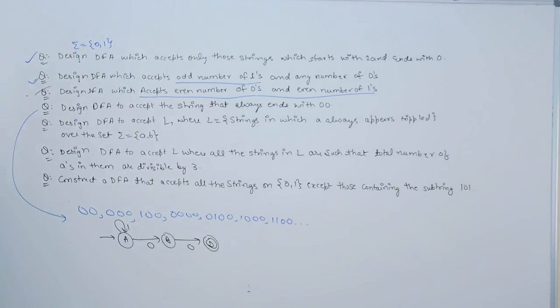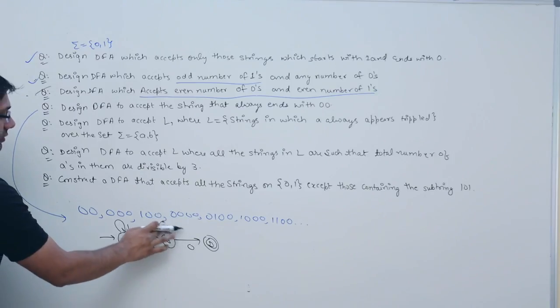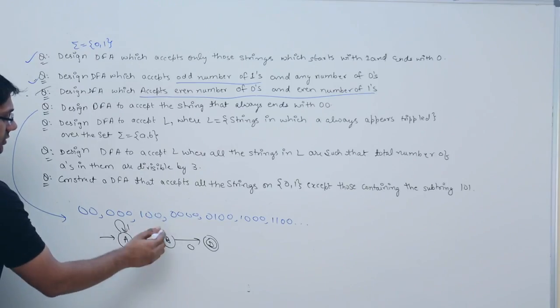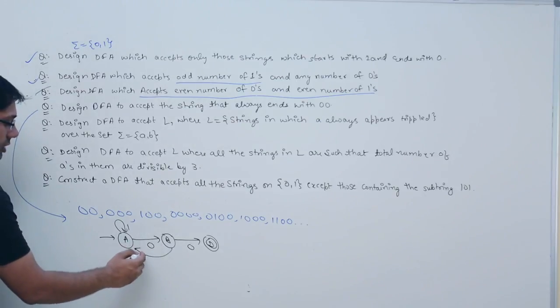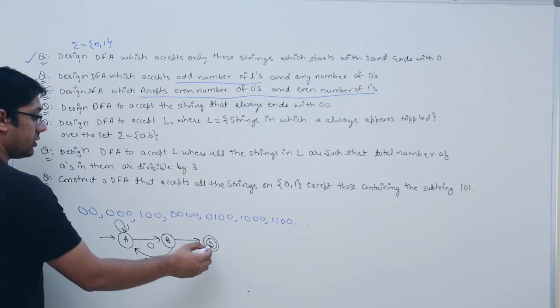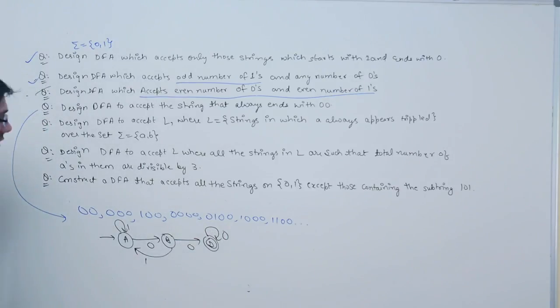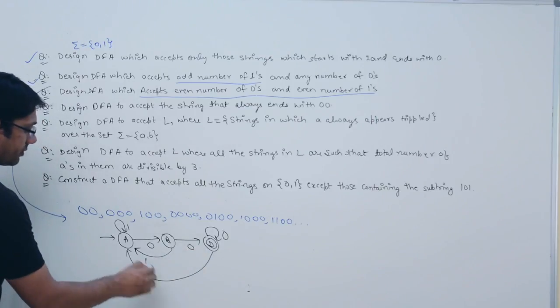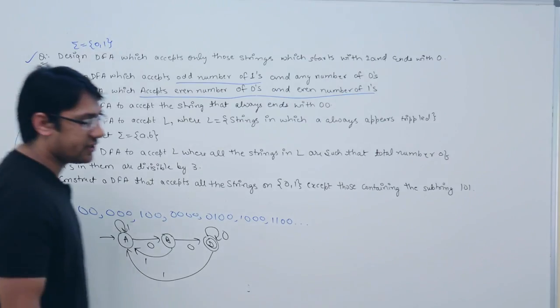But in this case, we can have n number of zeros. See here, we made a transition for 0, but we did not make a transition for 1. So if you get a 1 here, then we make a transition from state B to state A. And here, if you get any number of zeros, we stay at state D. If you get at least one 1, then we make a transition from state D to state A. So how I did it is very easy to understand.